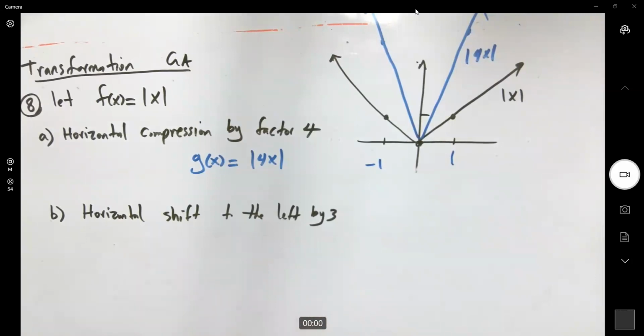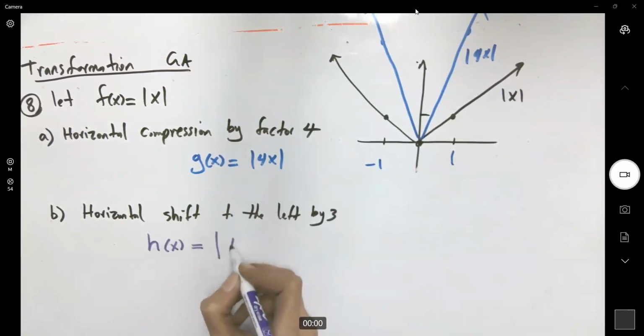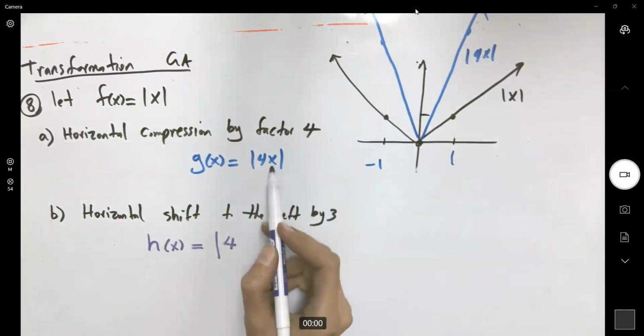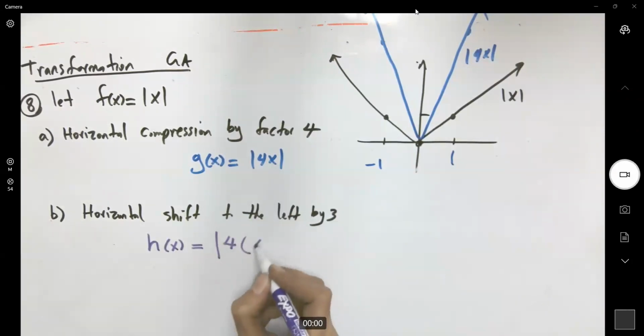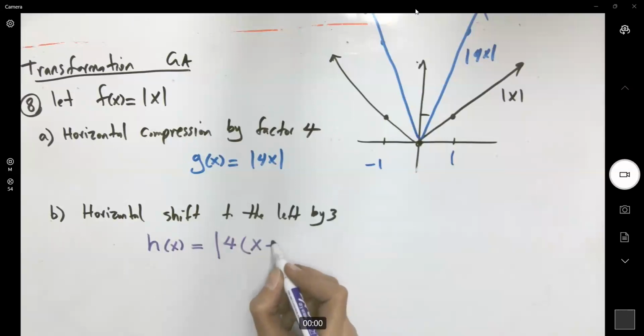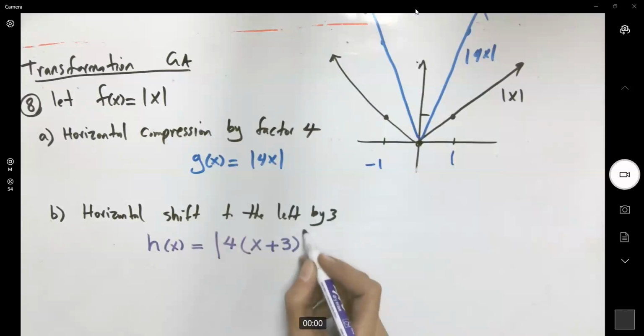Let's see. I'm creating a new function, h of x. H of x, be careful here, absolute value of 4. I'm changing my x, so I have to use parentheses. To the left-hand side, x plus 3, close parenthesis.